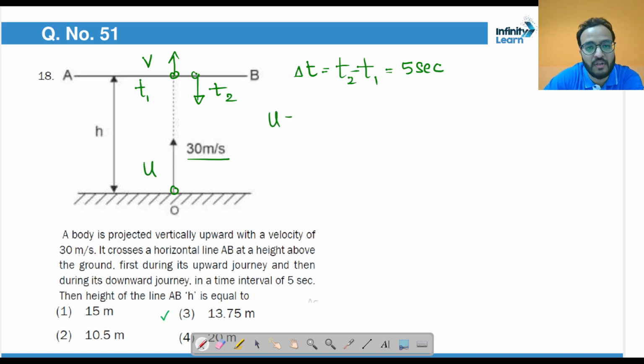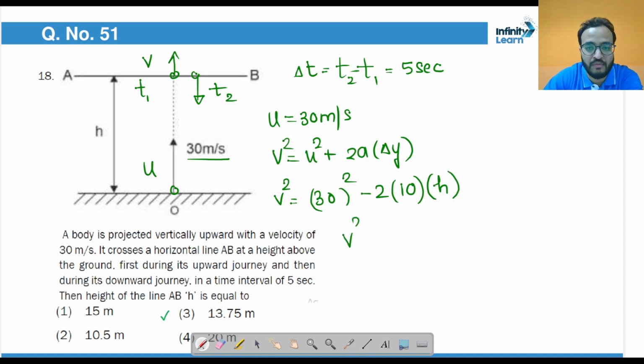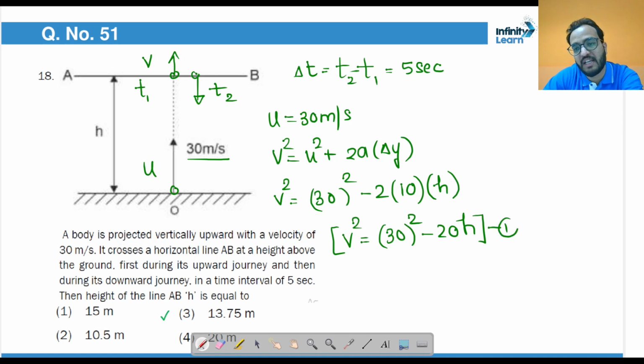u they have already given us, 30 meter per second. If we figure out v, we can get the value of h, right? So what is v? v square is equal to u square plus 2a delta y, right? So v square is equal to 30 square minus 2 into 10 into h. So v square is equal to 30 square minus 20h. So this is equation number 1. If we get the value of v, then our answer will come, right? Now we will use this information to get the value of v.